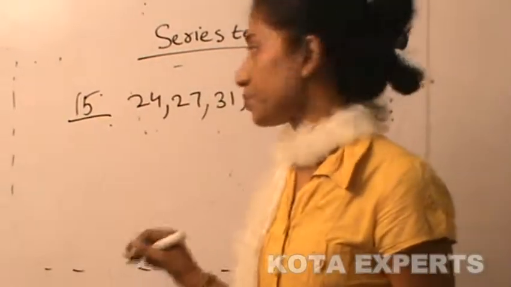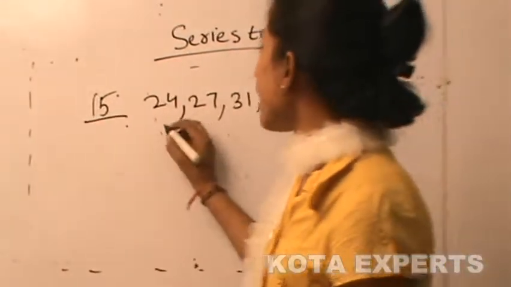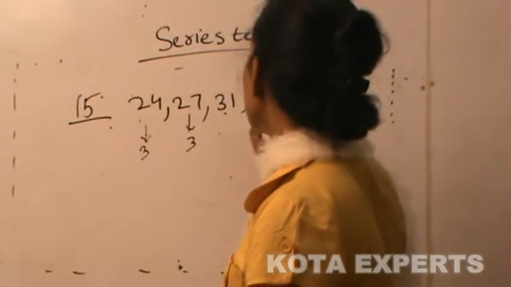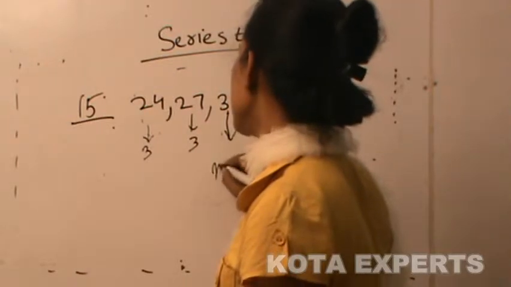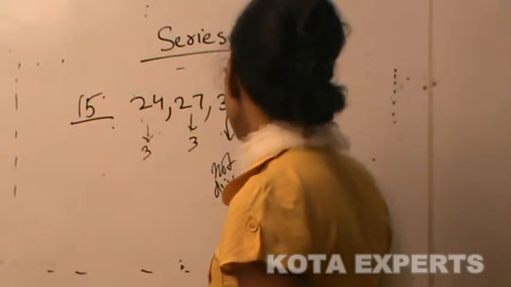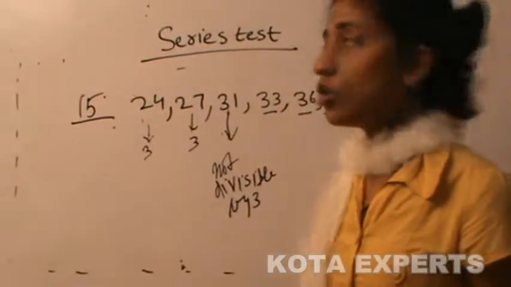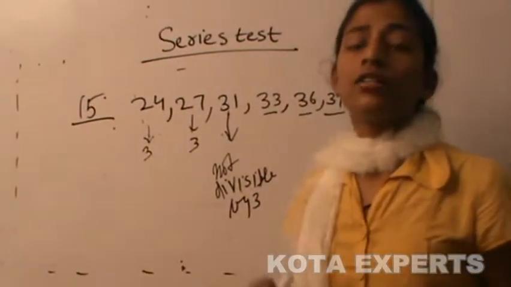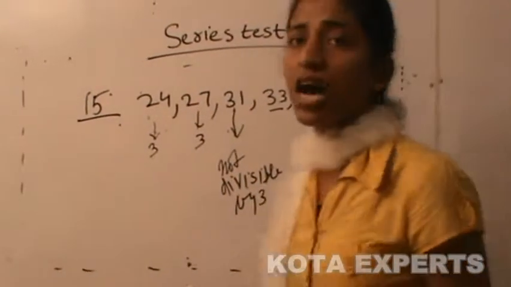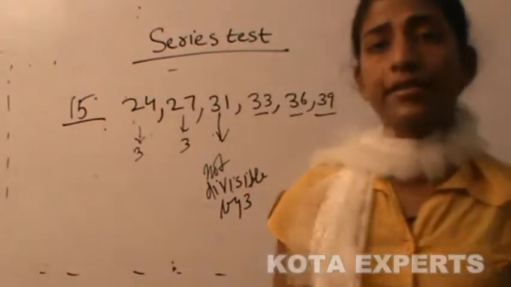Very easy question. Each number is divisible by which number? Divisible by 3. This number is divisible by 3. This is also divisible by 3. This is not divisible by 3. But this is also divisible by 3, and this also. So the wrong answer is 31. 31 will not follow the pattern in the series. So option number C is correct.